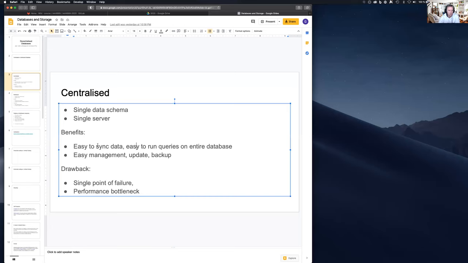And you have some benefits by doing that. The biggest benefit is that it's easy. It's easy to do updates. It's easy to manage. It's easy to design it, to back it up. And it's actually very efficient to run queries on it because you have everything in one place. So you don't have any network overheads, or additional costs of running joins or running queries, right? But it has some drawbacks as well. It has a single point of failure. So if the single server fails, then the system doesn't work anymore.